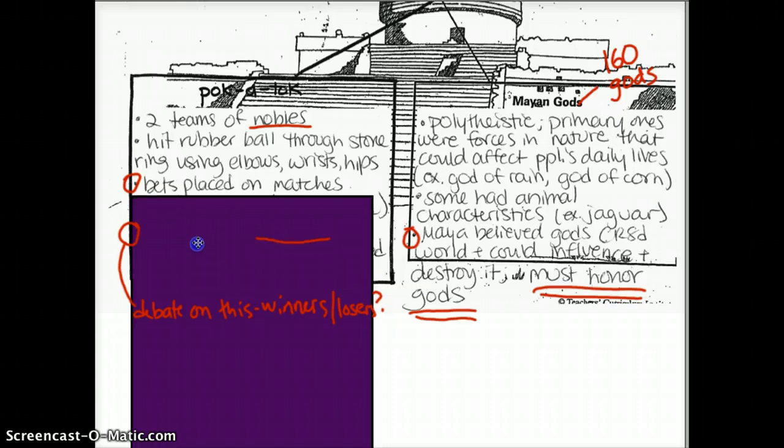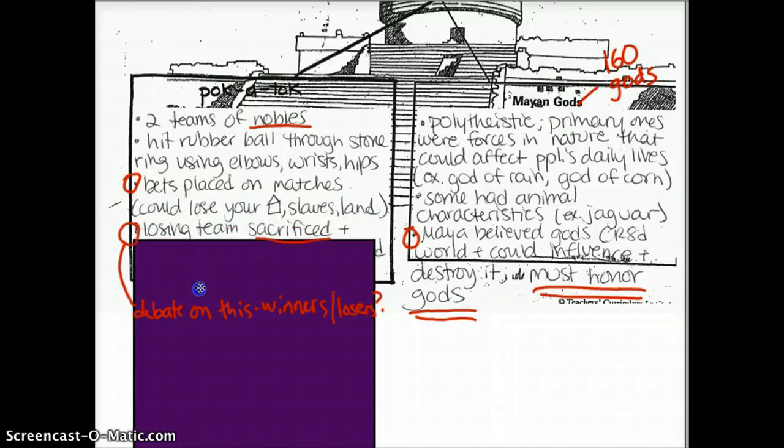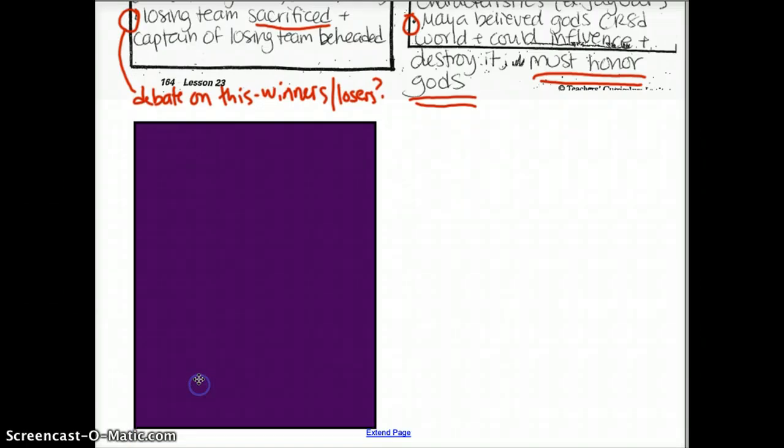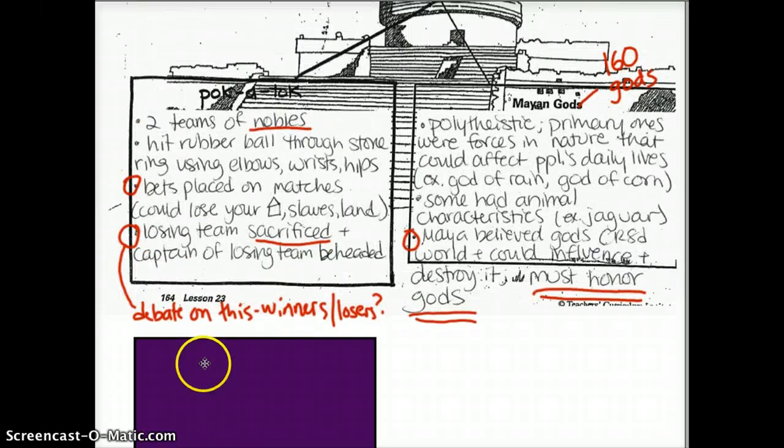Anyway, it was like sports today. People placed bets on some of them. You could lose things if you bet them, so you had to be careful. There's different information in terms of who was sacrificed at the end of the game. Was it the captain of the losing team? I've seen other places that said it was the winning team, because it was considered an honor to sacrifice yourself for the gods. But no matter what, sometimes people were sacrificed related to this game.